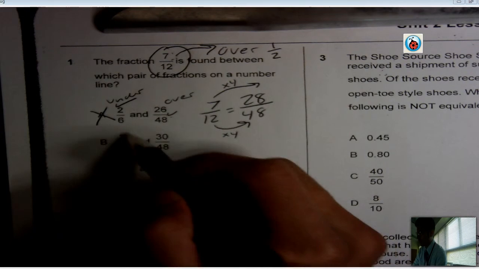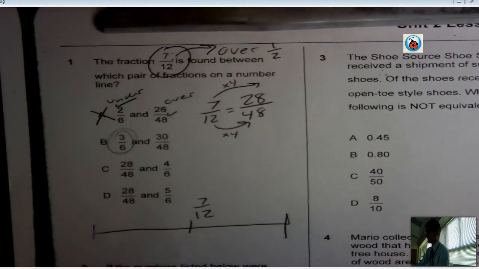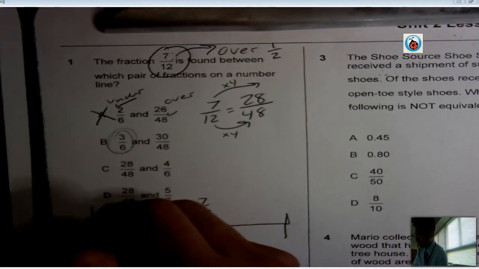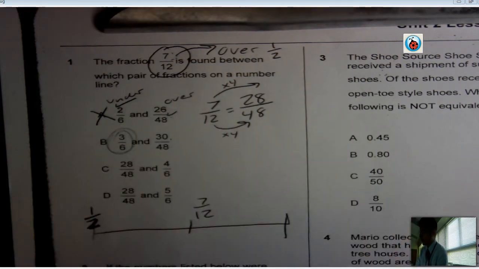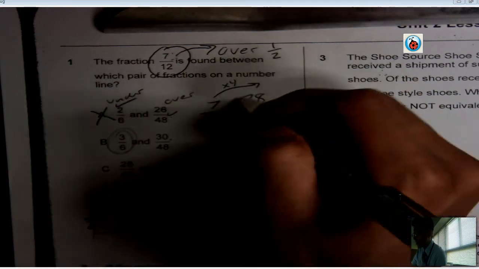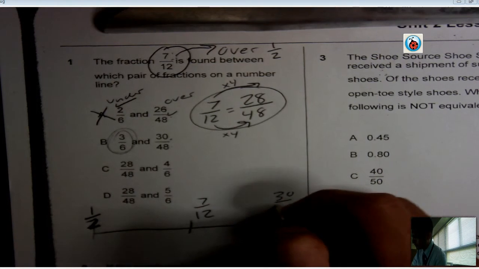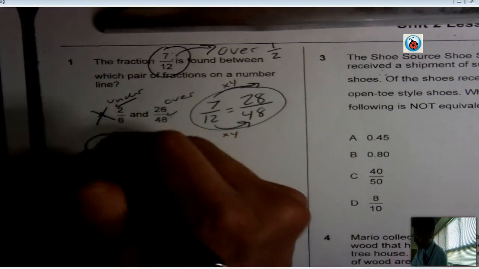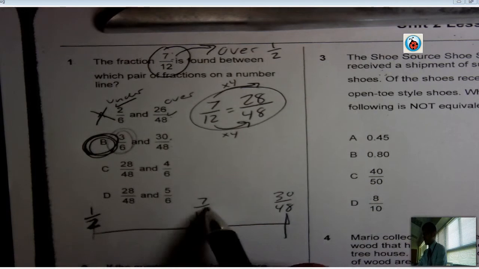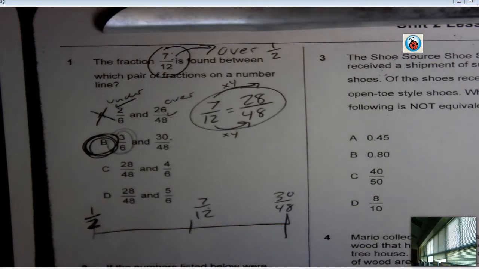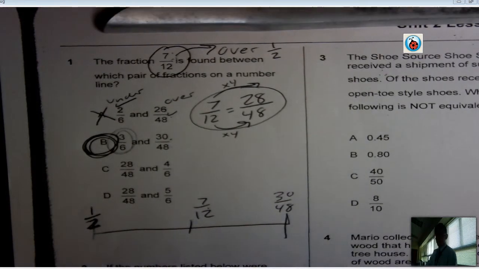So for 3/6, we know that 3/6 is exactly 1/2, right? So that could work. That's going to be a half. And then 30 out of 48, we know that's going to be bigger than our 7/12, which is 28 out of 48. So that one would go over here. So my answer would be B, because this would be in the middle of those two fractions. Another way you could have done this is to simplify it and get it as a decimal, and figure out what decimal goes in the middle of all those numbers. Okay?